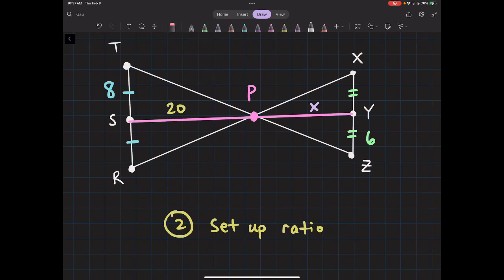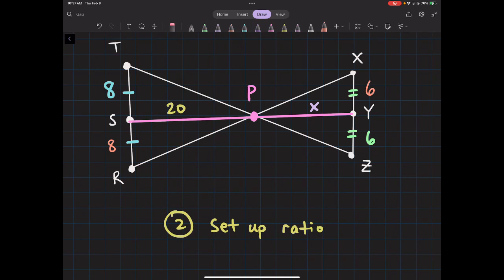This clearly means that the line going down the middle is a segment bisector. Okay, so I'll fill in the information. Every time they give you something to work with and you can fill in information, just fill it in. It doesn't hurt. So that's a 6 and this is an 8. This should help you now match up related sides to do a ratio.